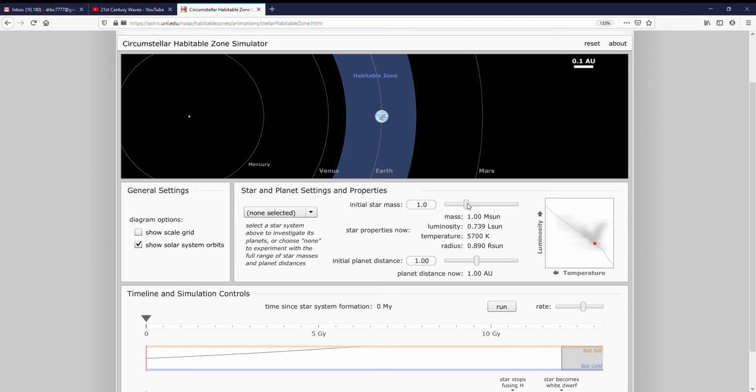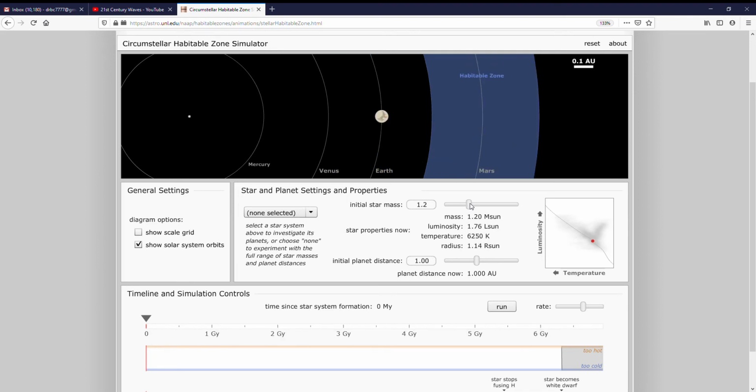But as we move the mass up, it's up at 1.2. Notice the CHZ is migrating outward in the solar system, basically leaving the Earth behind, because the Earth stays at 1 AU, with certain exceptions. And the reason the CHZ is moving outward is because of these little numbers right here. Notice when the mass goes up, guess what? So does the luminosity. Luminosity is the energy per second coming off the star. So, in other words, to stay cool enough to keep liquid water, the CHZ has to migrate out of the outer solar system.